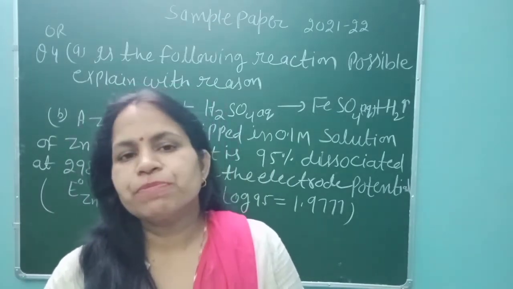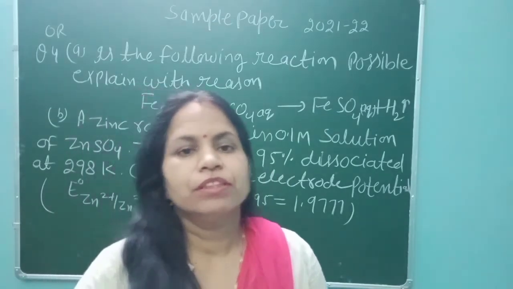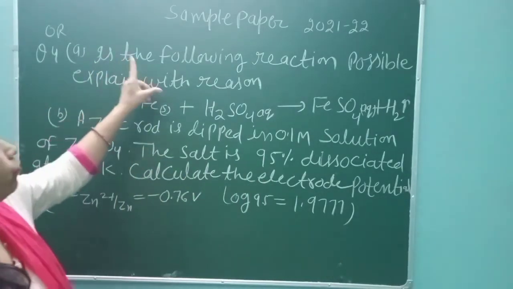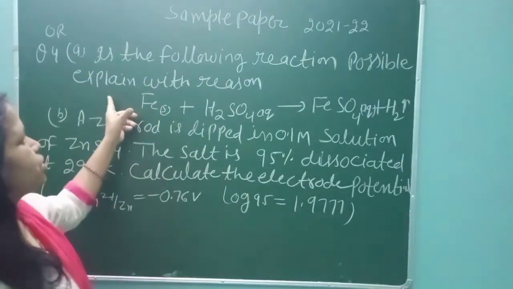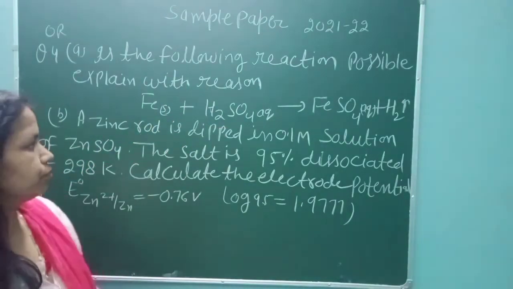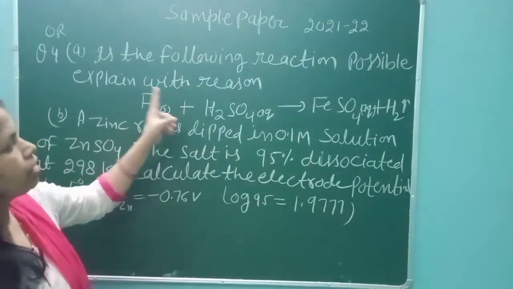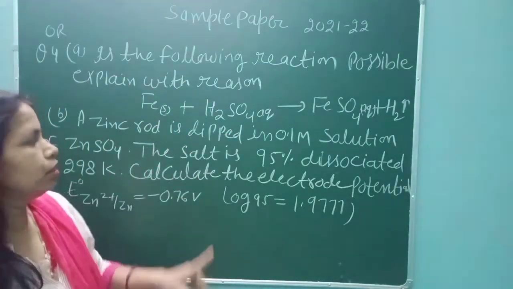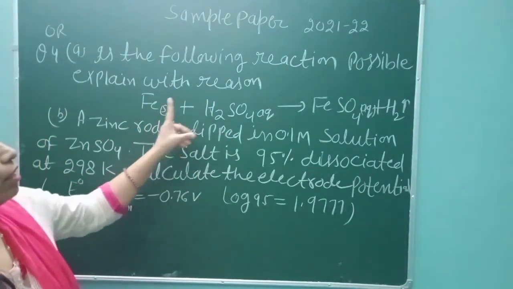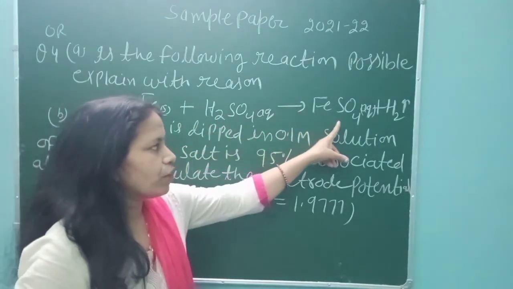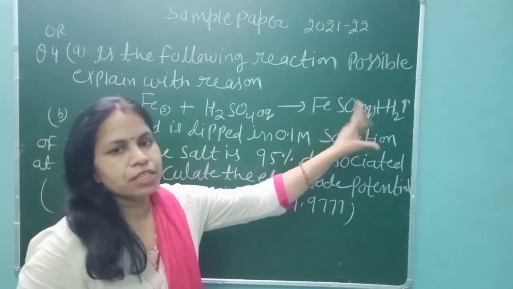Question number 4 is present in your choice. Now question number 4, part A: Is the following reaction possible? Explain with reason. So what is the question? Is the following reaction possible? Explain with reason. Fe solid reacts with H2SO4 aqueous, then it converts into FeSO4 aqueous plus hydrogen.